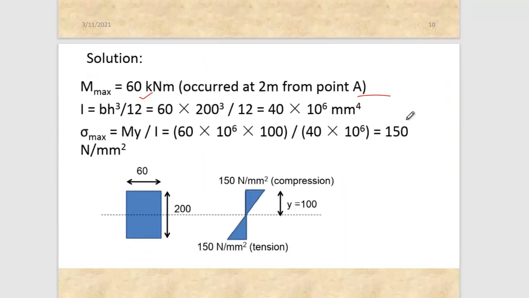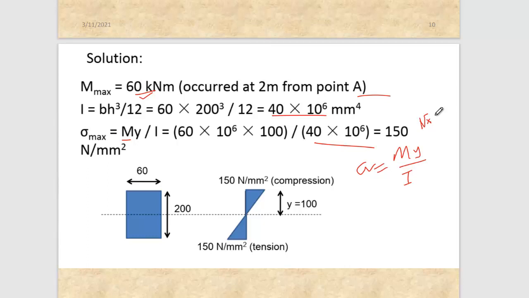So you can convert millimeter to meter, it's up to you. Either you can convert this kilonewton meter into millimeter, or you can convert this millimeter to meter. It's up to you. So now you can see, they convert into millimeter, sigma. And the moment is 60 kilonewton meter, divided by this one, which is in millimeter to the power 4. So ultimately what you are getting is sigma equals My by I.